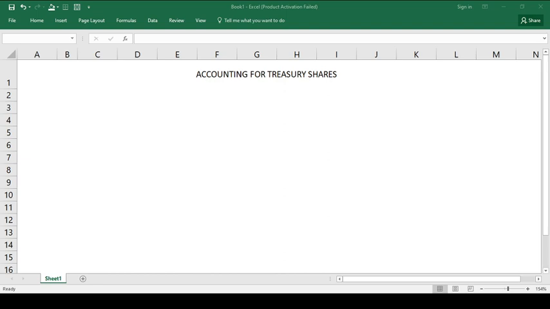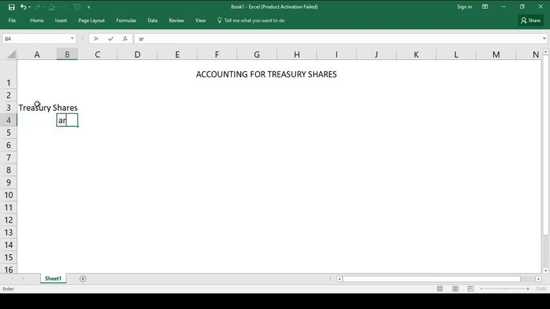Okay, good day everyone. Our topic for today will be about accounting for treasury shares. But before we proceed to the main discussion, which is the accounting for treasury shares, let us try first to define what treasury shares are.